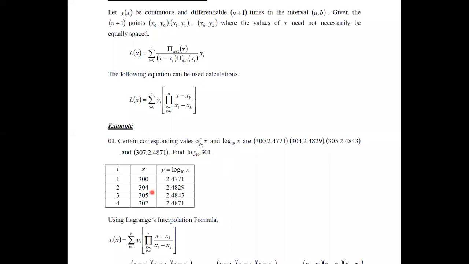It means that here they have given the values of x and the values of log x with base 10. Now you are asked to find the value of log 301 for base 10. Therefore, you can simply say the value of x equals 301. By matching these two, you can easily say the value of x that you need to identify is 301.